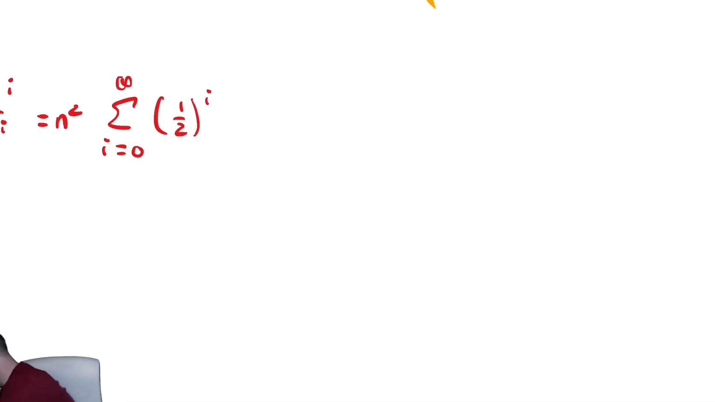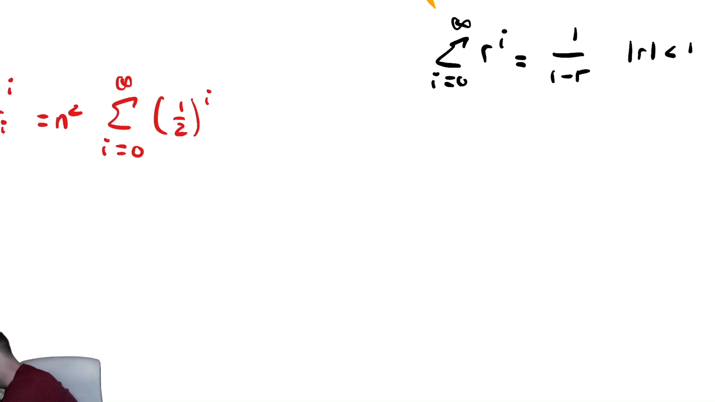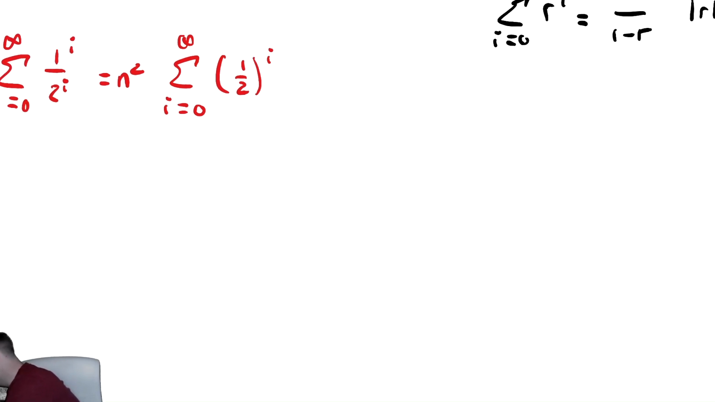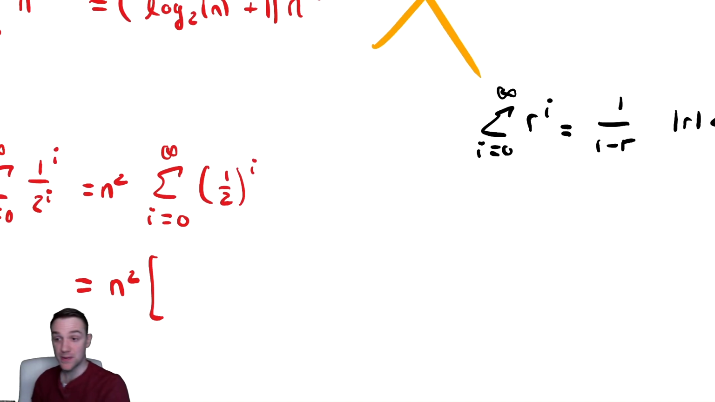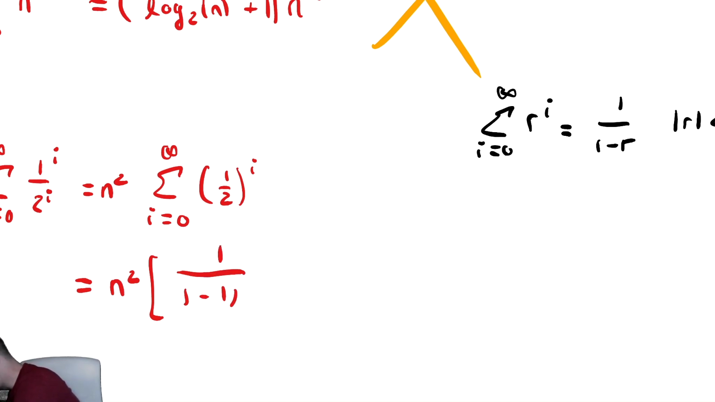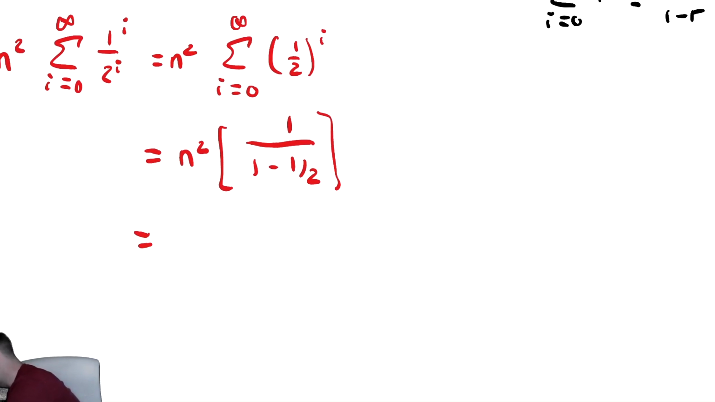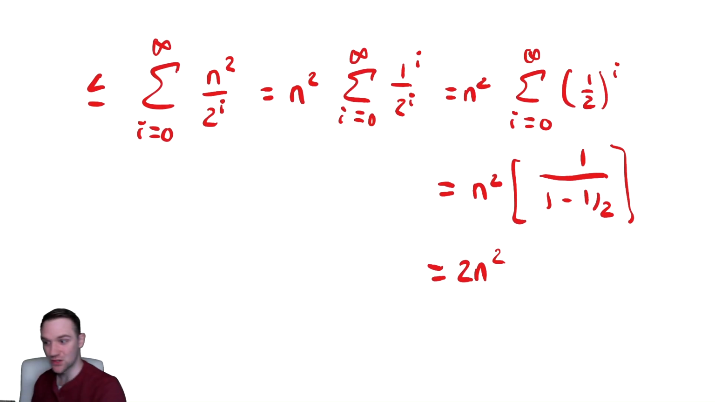Remember, in our list of formulas we had the sum from i equals 0 to infinity of r to the i is equal to 1 over 1 minus r, so long as the absolute value of r is less than 1. So this is equal to n squared times, I'm going to use that formula, r is being played by 1/2, this is called the common ratio, 1 over 1 minus the common ratio, which is r, and this is equal to 1 divided by 1/2, which is the same as 2n squared. We did the exact algebra before. So it's bounded above by 2n squared.